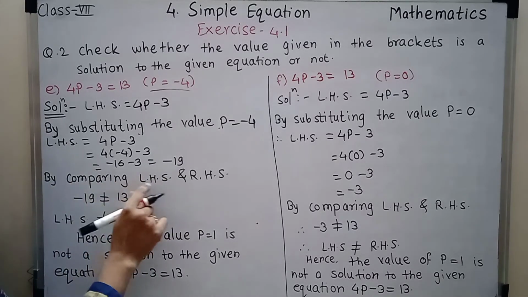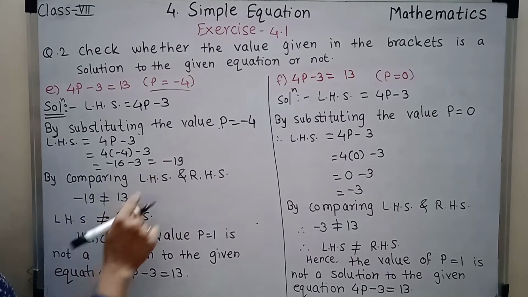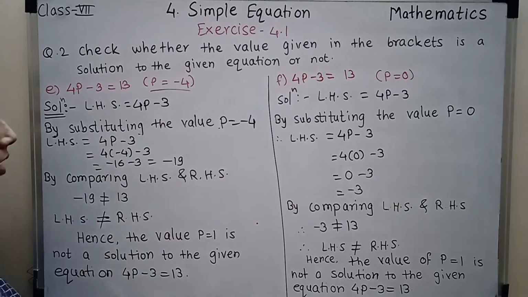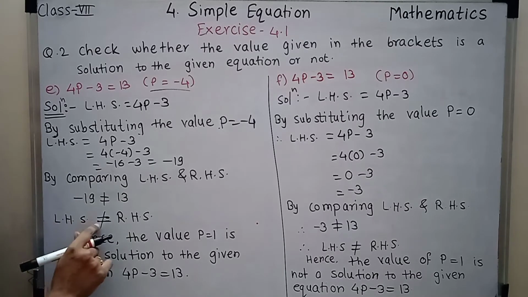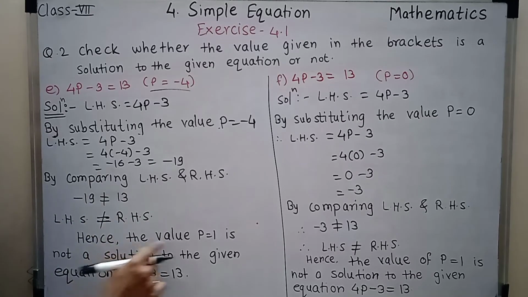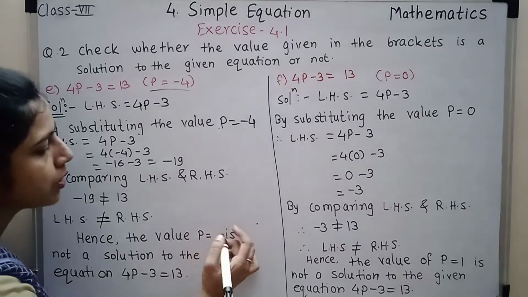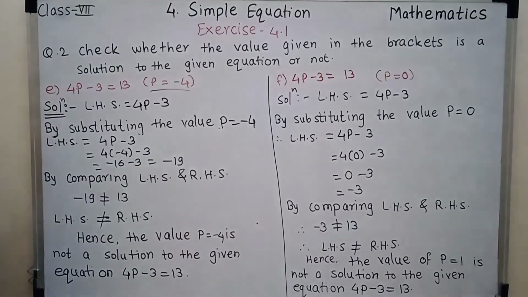By comparing the LHS and the RHS, LHS we have calculated is -19, RHS is given to us as 13, so obviously they are not equal, and therefore LHS is not equal to RHS. Hence the value p equal to -4 is not the solution to the given equation 4p minus 3 equal to 13.